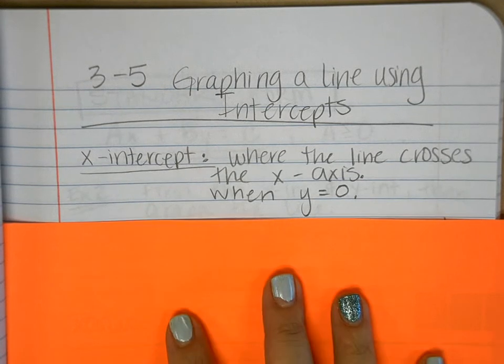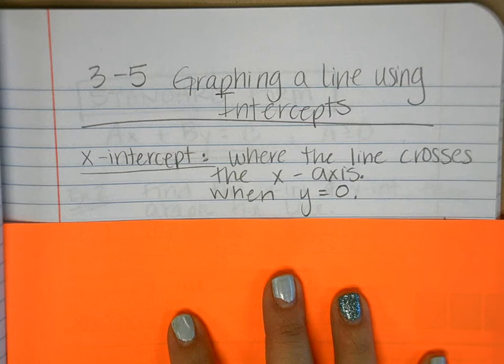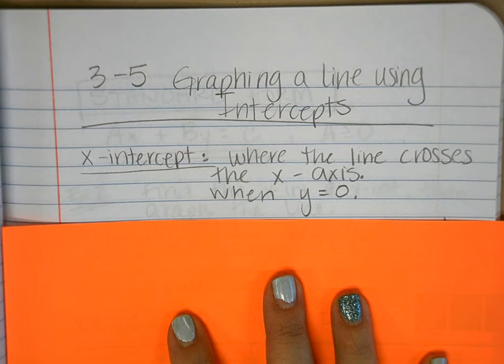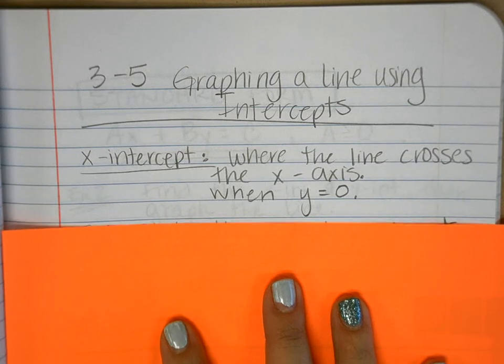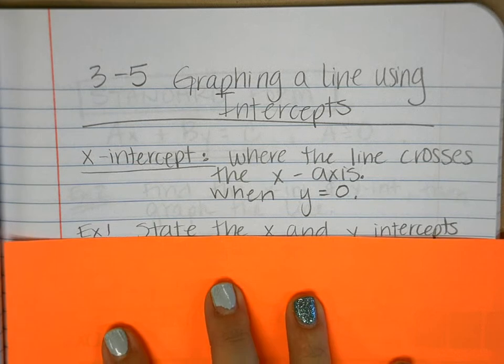Okay, so the y-intercept was where it crosses the y-axis when x equals 0. And this is the x-intercept, where it crosses the x-axis where y equals 0. So think opposite, right? The y-intercept is x equals 0. The x-intercept is y equals 0. The opposites. So here's an example.